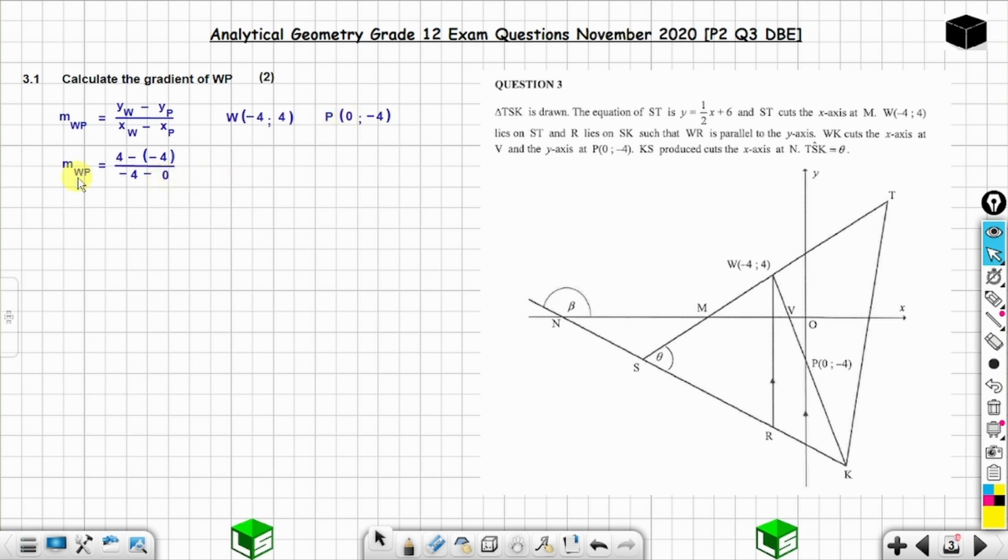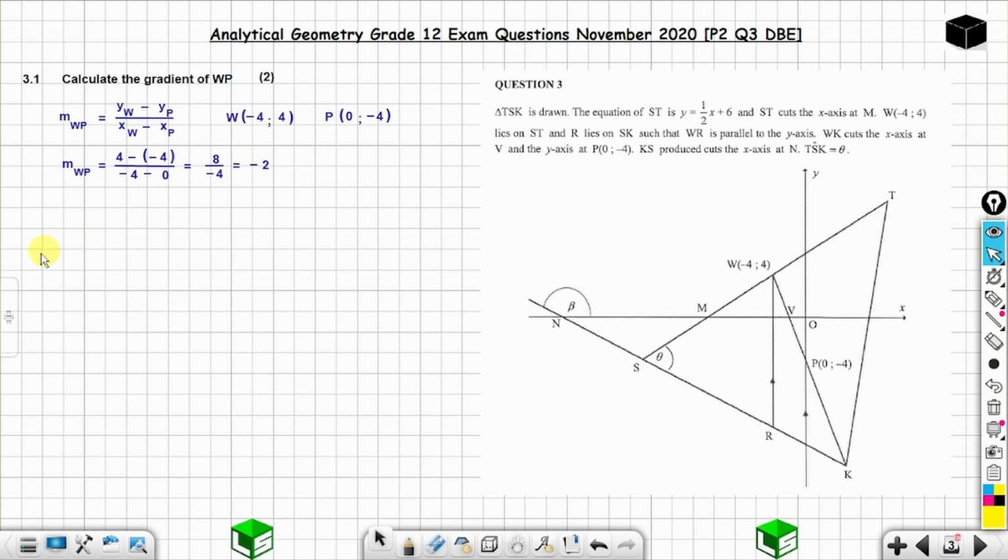The gradient of the line WP is equal to 4 plus 4, which is 8, over negative 4 minus 0, which is negative 4. You are going to have negative 2.